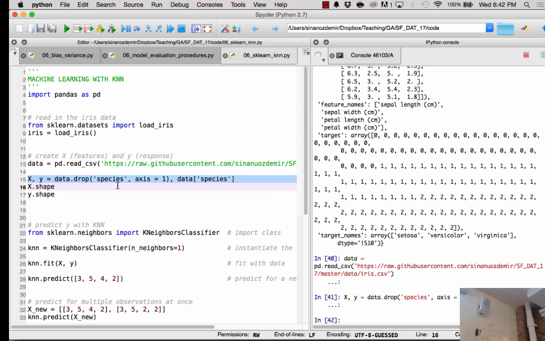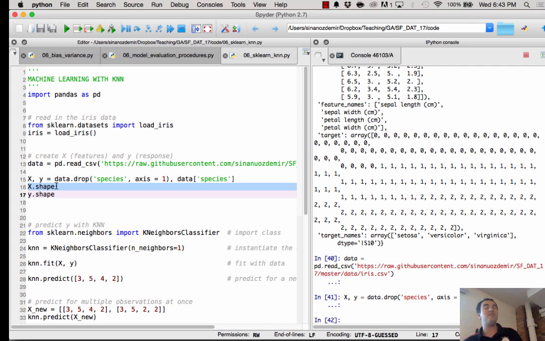In the specific case of iris, what are the predictors? The response is the species. What are the predictors? How many are there? 4. What are they? Sepal width, sepal length, petal width, petal length. Those are our 4 predictors. We're going to use those 4 things to predict the species.